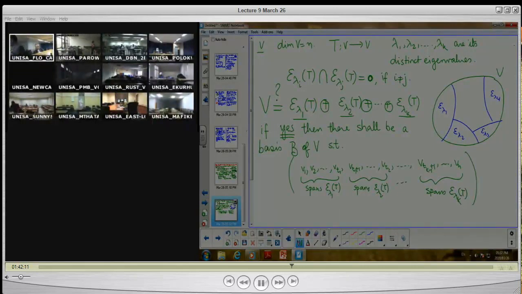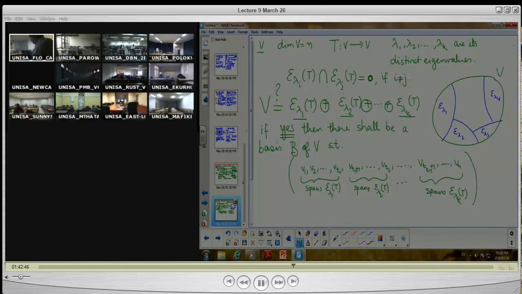One part, each part, well, I've kept it in this way. So it will be possible to get hold of a basis. If this is true, it shall be possible to get hold of a basis whose basis vectors can be partitioned, each partition spanning each eigenspace, right? Let's see furthermore what happens. What would be the matrix? What would be the matrix of T then?